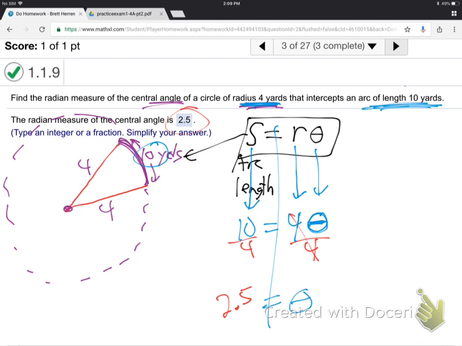How do you know it's radians? Because that's what it's asking us for. Find the radian. That was the unit on the radius. That was the unit. And there's no degree symbol. That'll be the easiest way to tell. If there's that little circle, then it's degrees. If there's not, it's radians.